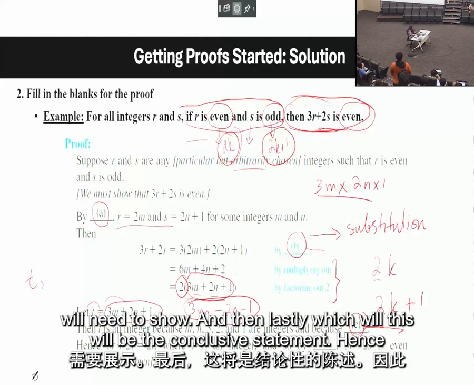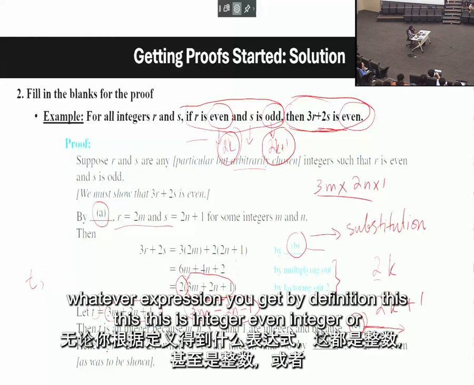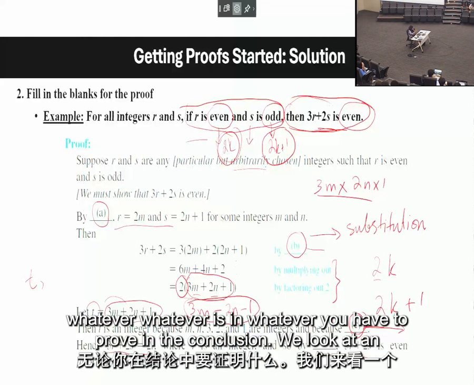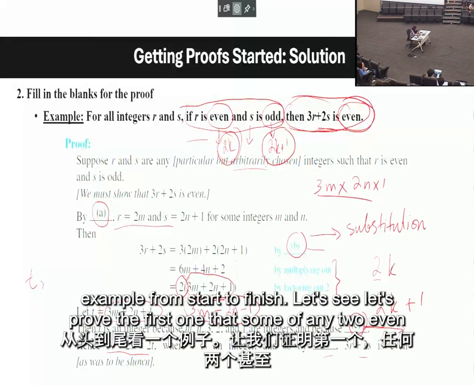And then lastly, this will be the concluding statement. Hence, whatever expression you get, by definition, this is an integer, an even integer, whatever you have to prove in the conclusion. We'll look at an example from start to finish.